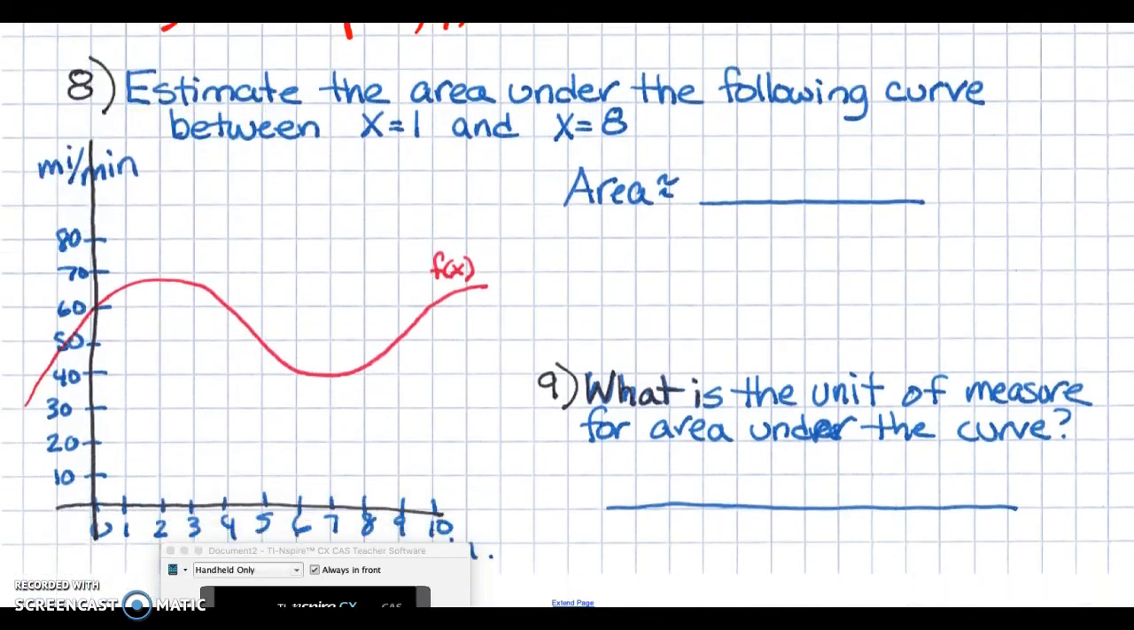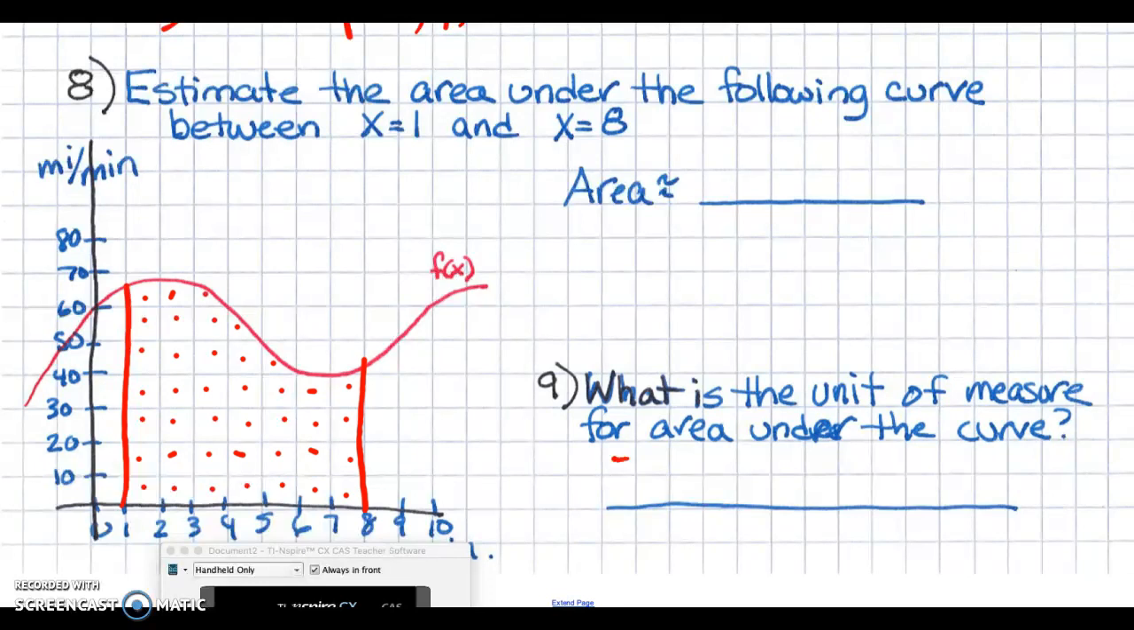And this says estimate the area under the curve between 1 and 8. Well, let's go to here and 8. Estimate, we're going to count boxes. 4, 5, 6, 7, 8, 9, 10, 11, 12, 13, 14, 15, 16, 17, 18, 19, 20, 21, 22, 23, 24, 25, 26, 27, 28, 29, 30, 31, 32, 33, 34, 35. This looks like 36. This looks like 37 and a half. That's a good estimate for me.